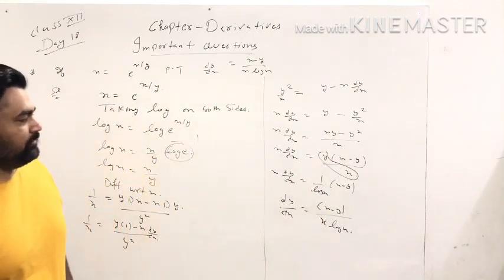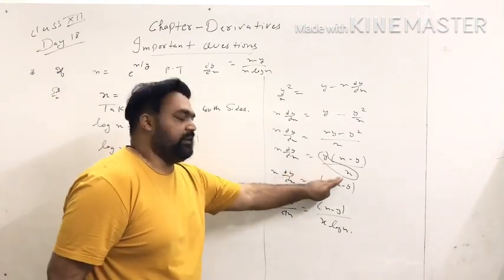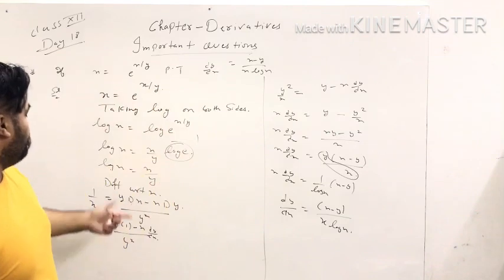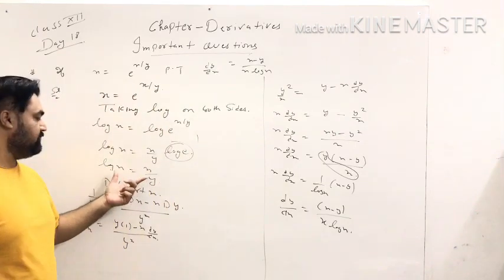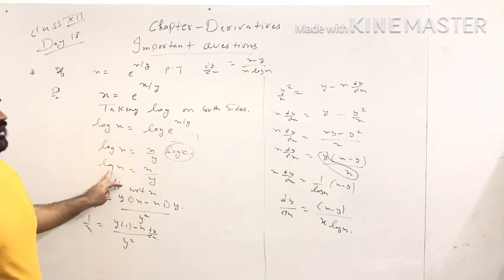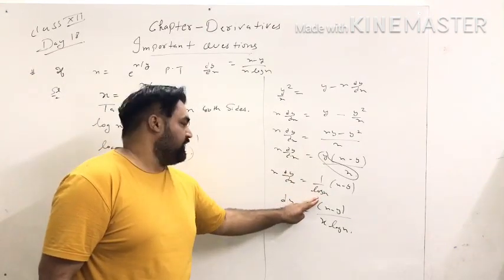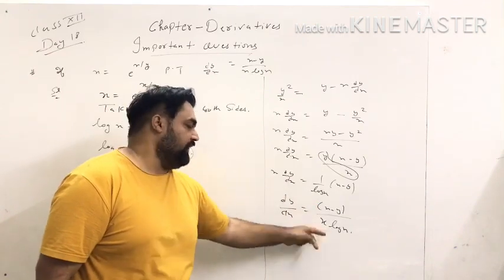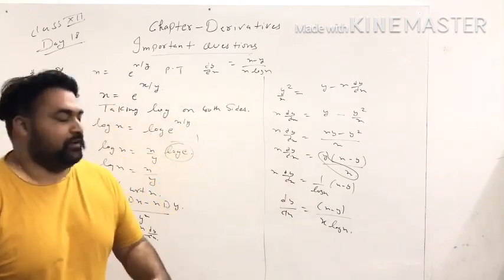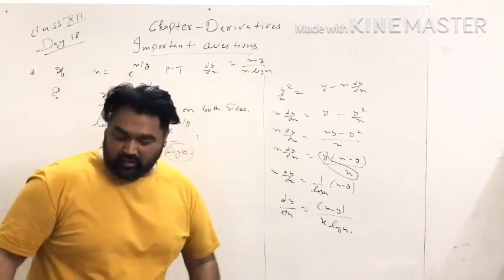So the important point to be remembered in this question is the value of y/x. We have to put the value of y/x from this equation. The value of x/y is log x. Just put the value of y/x, that is 1/log x. Shift this x to the right hand side. We can easily find the value of dy/dx, (x minus y) upon x log x.